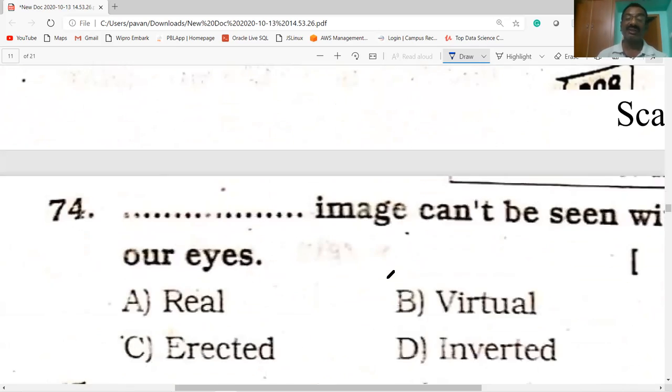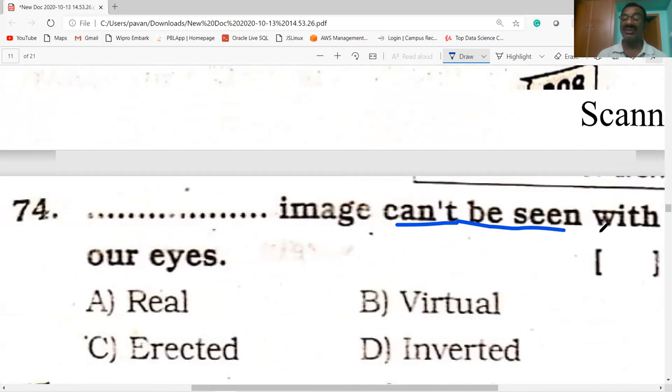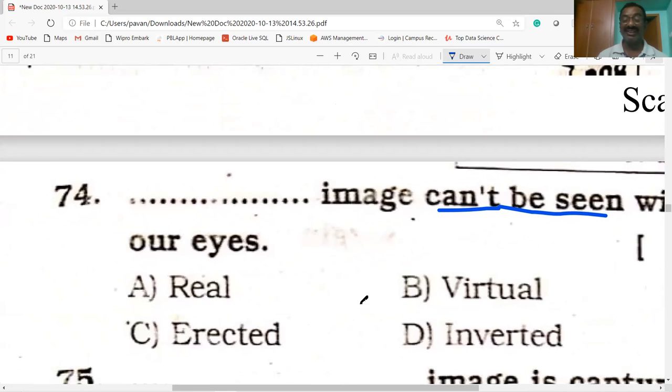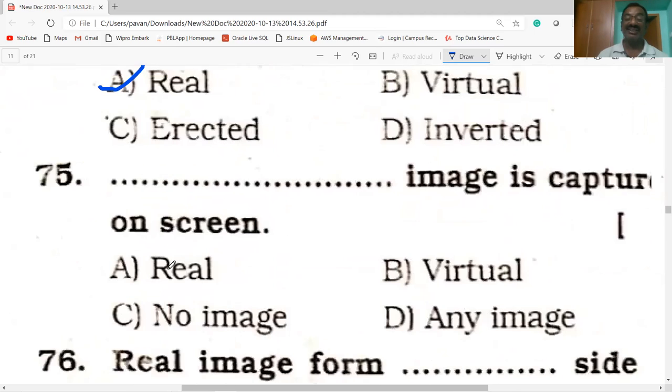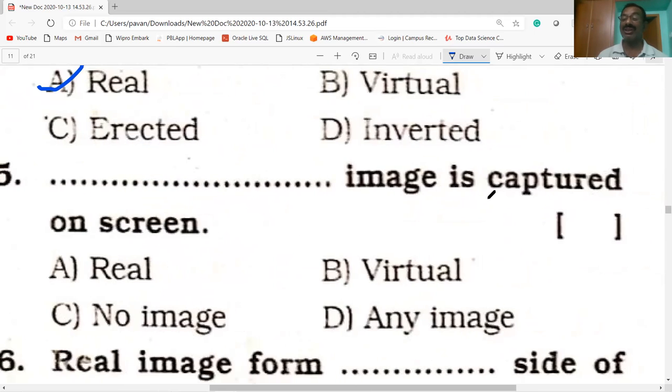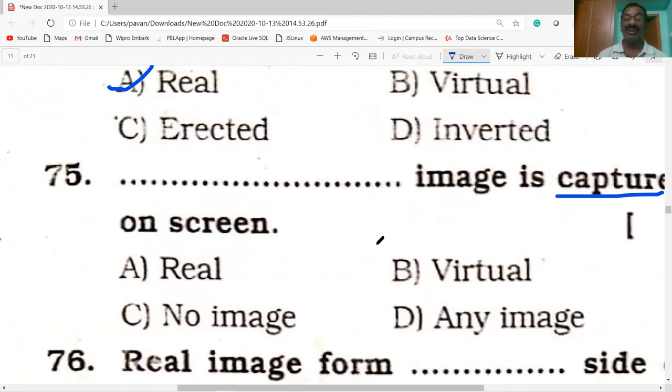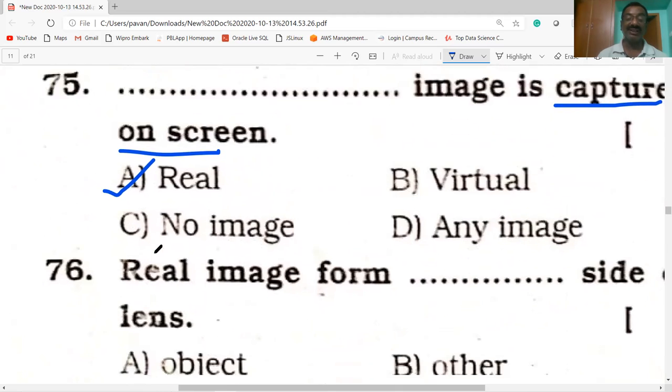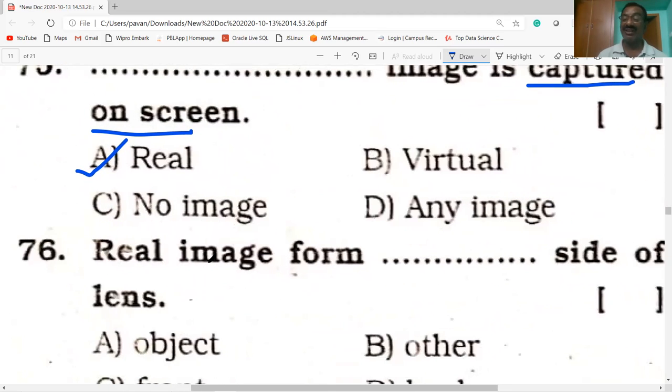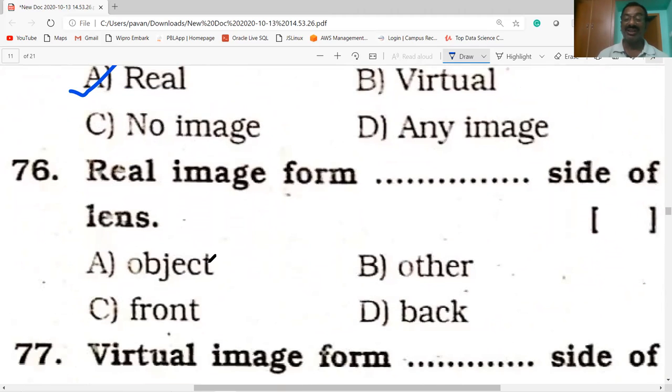Next question on the screen. Dash image cannot be seen with our eyes. Cannot be seen with our eyes. Tell me, yeah, very good. You are correct. Real image. Next, dash image is captured on the screen. Which can be caught on the screen? Tell me. It can be caught on the screen, captured on the screen. Yeah, you are correct. That is, real image can be captured on the screen. Real image formed as side of the lens. So real image is always formed on the other side of the lens.